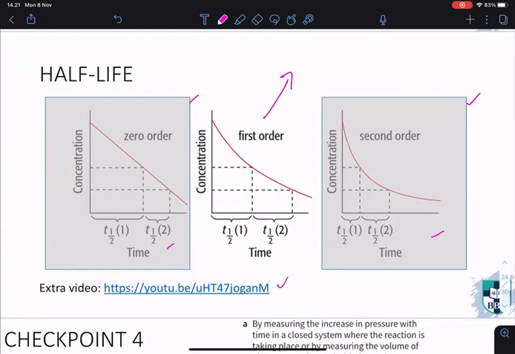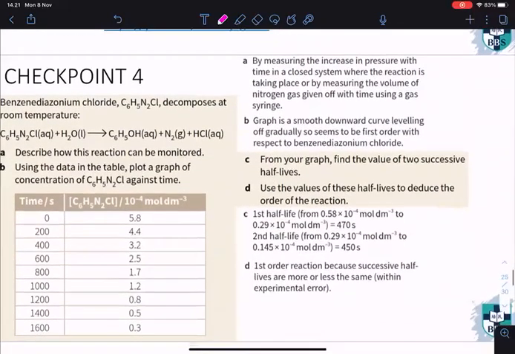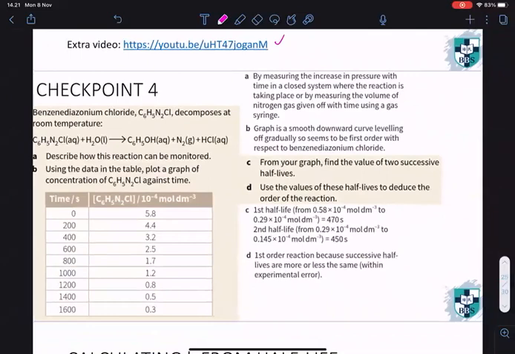There are extra videos, so if you find this too fast, please go through those videos. Checkpoint 4, of course we don't have time to go through it, but if you have time and the graph paper, you can complete this checkpoint 4. You see two methods of monitoring the progress. When you plot the graph of concentration against time and get a smooth downward curve, it can be first order or second order. Definitely not zero order.